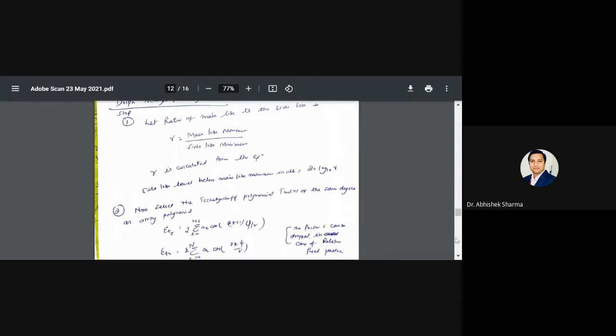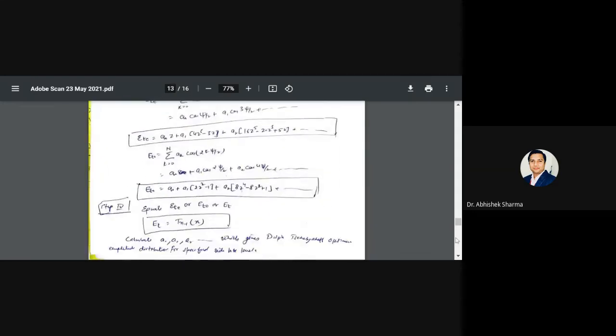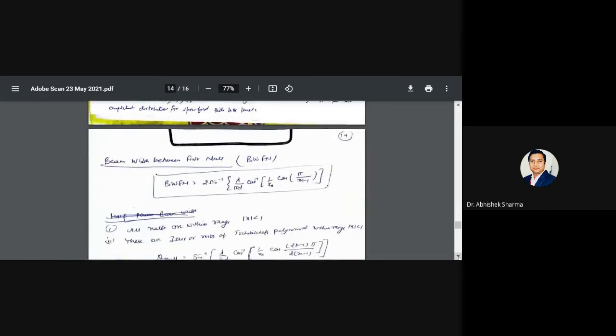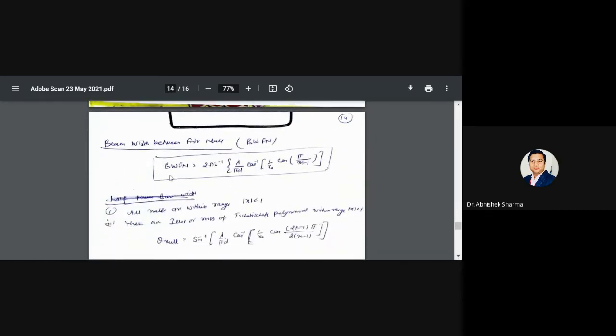So we have calculated Chebyshev optimum amplitude distribution for specified side lobe level. So next part is to calculate beam width between first null. So formula for this will be equal to 2 sin inverse [lambda by pi d cos inverse (1 by x naught cos pi by m minus 1)].